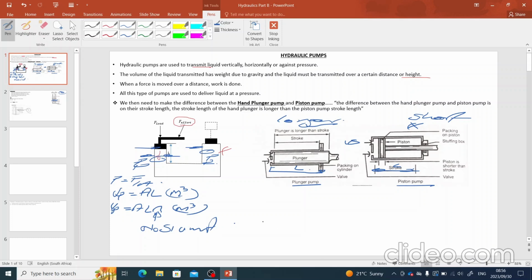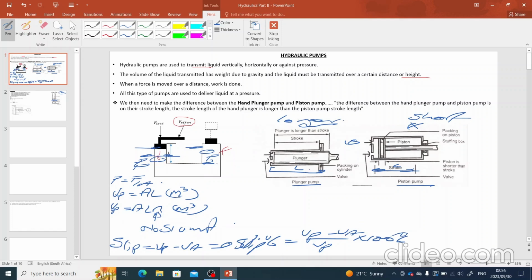Right. Now, that which we did here on the hand plunger, we as well looked into how to calculate the slip. We said the slip is VP minus VA. Then we said the slip percentage is VP minus actual volume, divided by VP, multiplied by 100. Then we got our slip percentage.